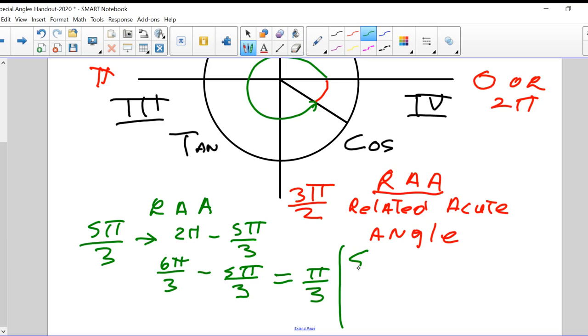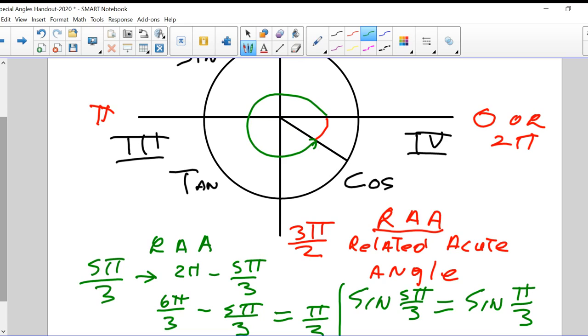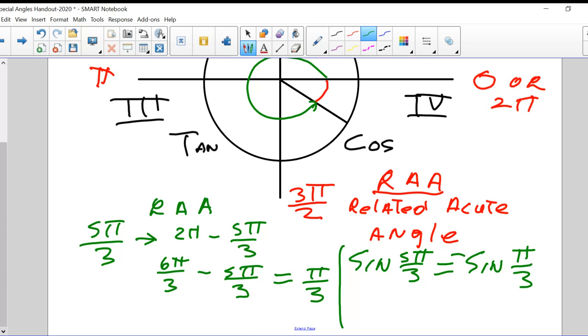So sine of 5 pi over 3 is exactly the same thing as the sine of pi over 3, whatever the related acute angle is. But because you're in the fourth quadrant, where only cosine is positive, it's going to be the negative of sine of pi over 3. So go back and look at the sine of pi over 3, put a negative in front of it. Right? What was the sine of pi over 3 again?